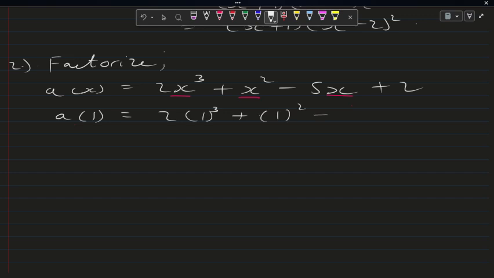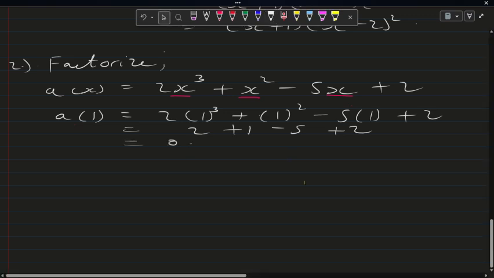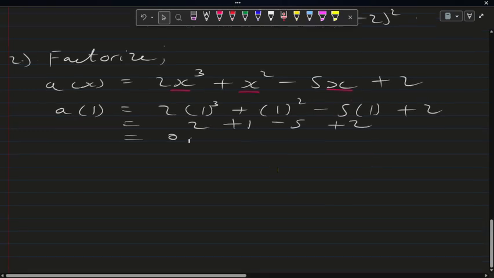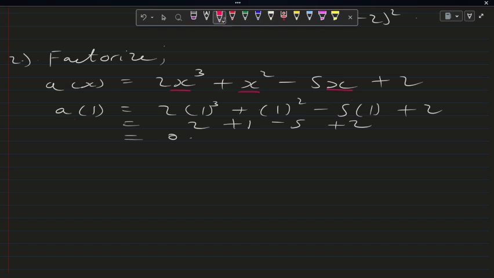If I insert 1, this is what happens. This will give us 2 times 1, which is just 2, and then plus 1, and then minus 5 plus 2. Now this will give us 0 because 2 plus 1 is 3, 3 plus 2 is 5, and then minus 5 will give us a value of 0. Okay, so this is what we want.